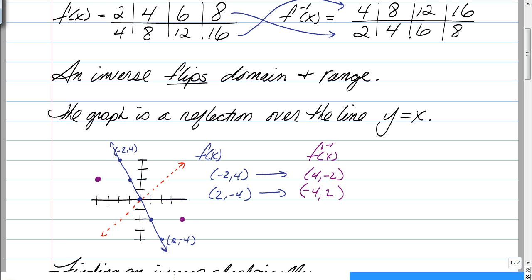Another one of the points we have is 1, negative 2. And that is going to switch to negative 2 comma 1. So we would go negative 2, 1. And then you can see that 0, 0 is just not going to switch at all. And this one would be 2, negative 1. And you can see that this is just a reflection over the red line y equals x. Those are inverses of graphs.